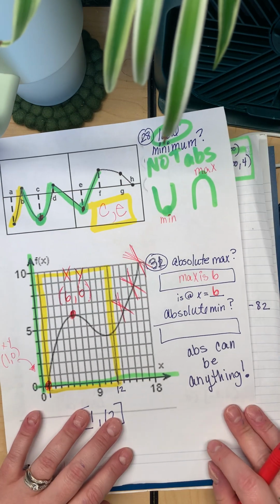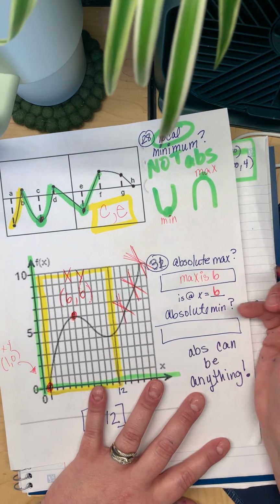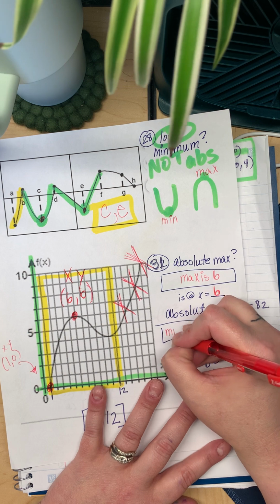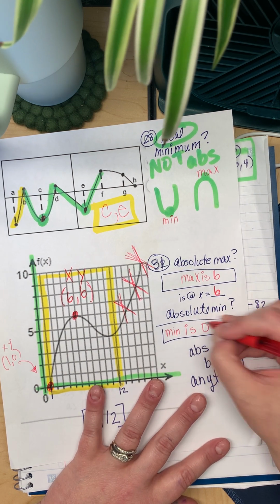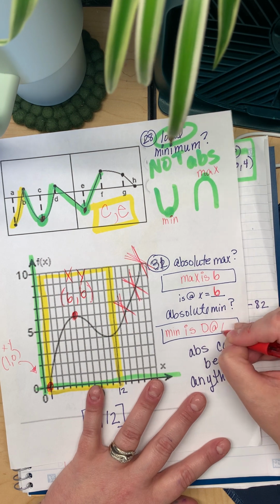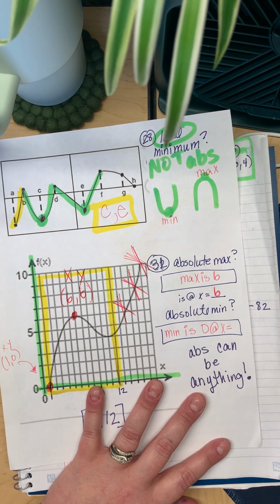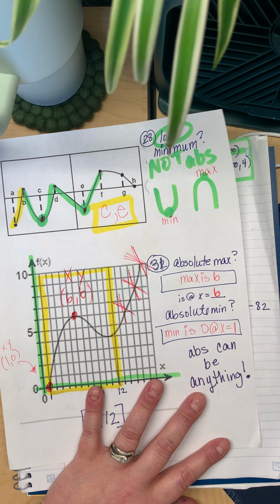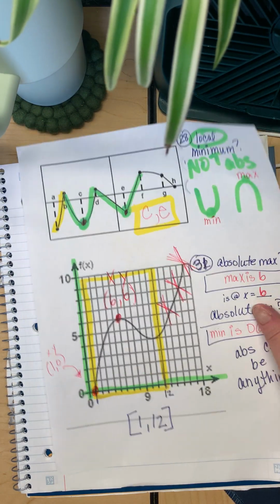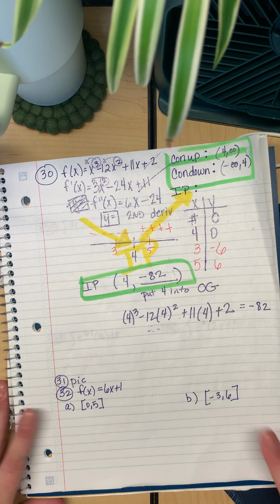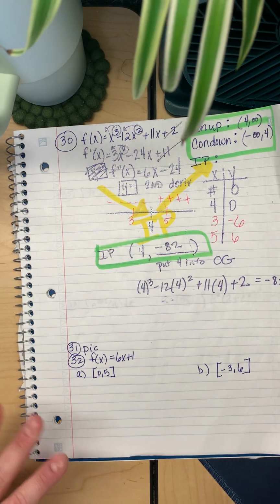So now let's put it in a sentence. We're going to say the absolute minimum is the Y value, 0, at x equals the x value, 1. Yay. Okay, done with the pictures. Okay, let's look at 32. Actually, no, stop.